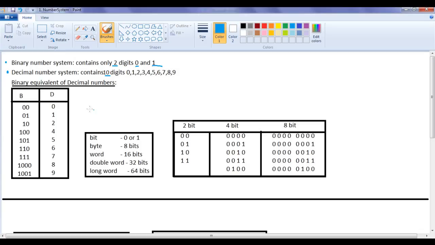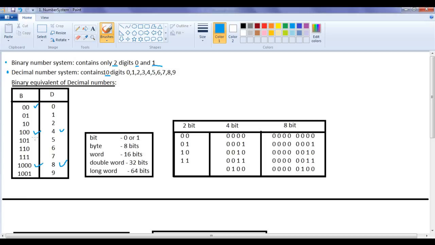Machine language, or computers, use the binary number system to represent data. Everything they represent in zeros and ones. Even information is displayed in the form of zeros and ones. Here we have a list of binary equivalents of decimal numbers 0 to 9. To represent the decimal number 0 in the binary number system, we write 00. To represent the decimal number 4, we write 100. To represent the decimal number 8, we write 1000.